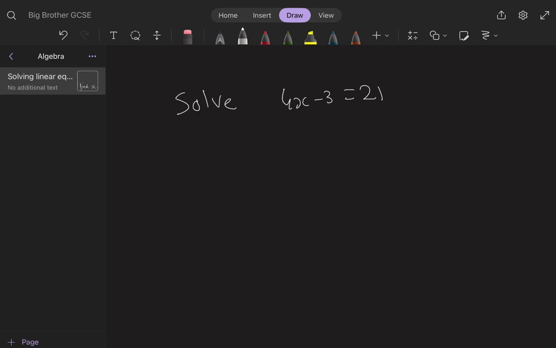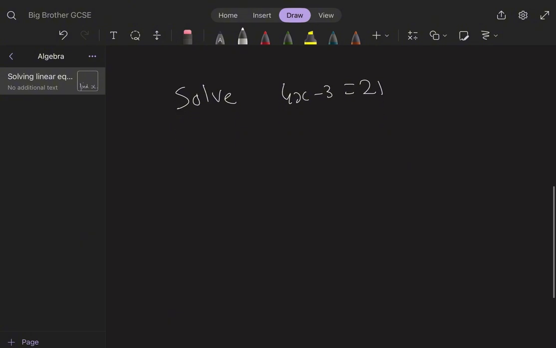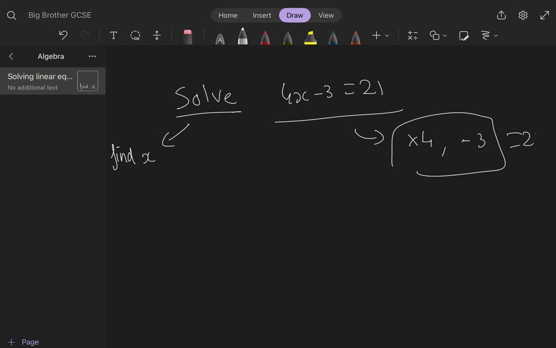This is another example of solving linear equations. In this one, I'm not going to use the box method to show you how to solve it. I'm just going to do it algebraically. So solve means, as we said in the first part, find x. X over here we see is being multiplied by 4 and then minus 3. This in turn is equal to 21. So algebraically we write it as 4x minus 3 is equal to 21.